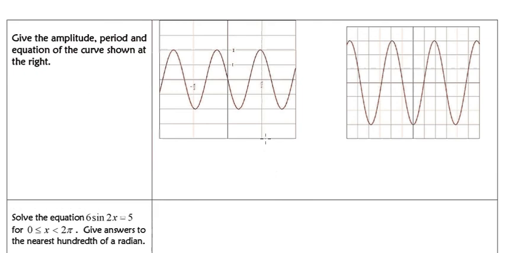All right, here we go. Give the amplitude, period, and equation of the curve shown at right. What we're doing here is basically just the opposite of what we were doing earlier. We started with the equation and made the graph. Now we're going to start with the graph and work our way backwards to the equation. So let's go ahead and do that now.